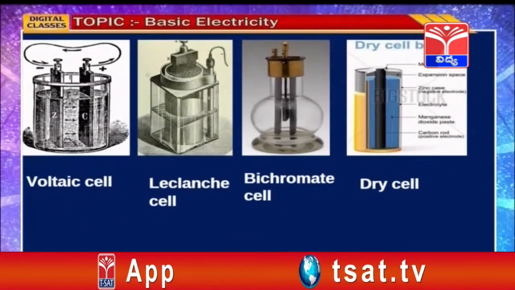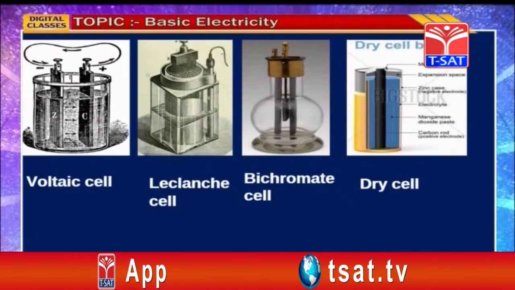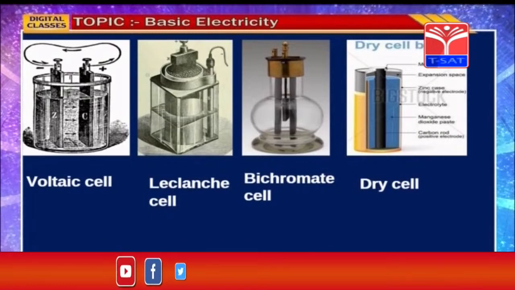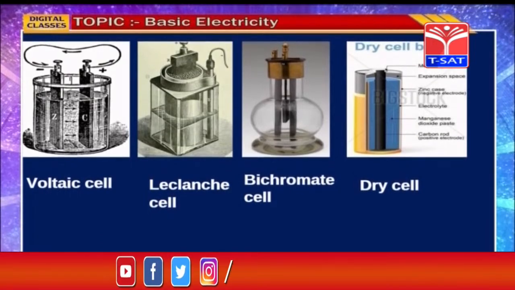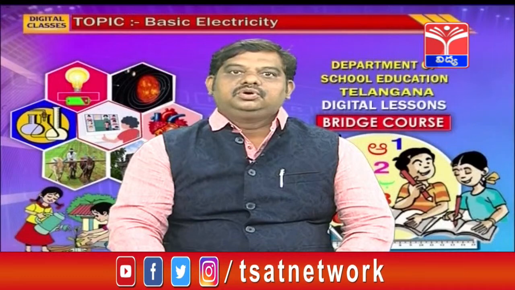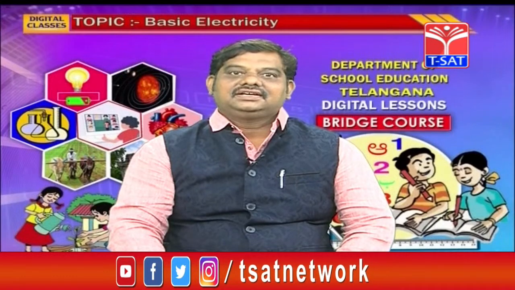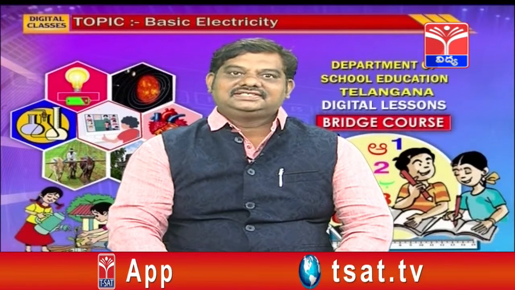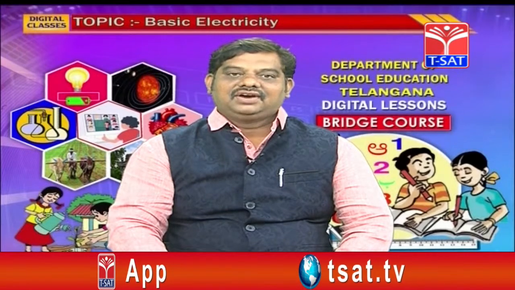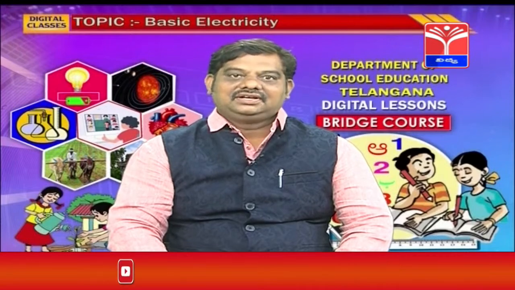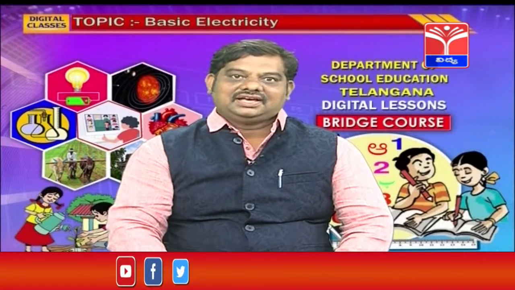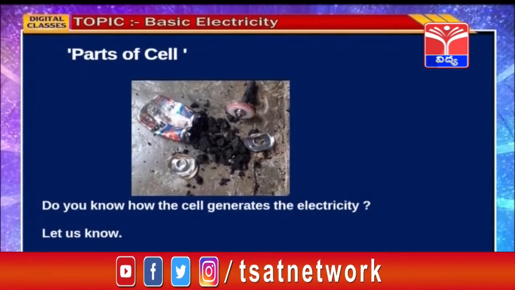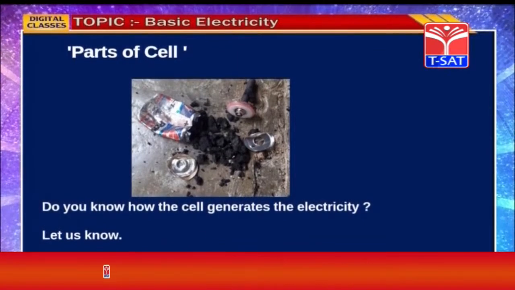There are different types of primary batteries such as the Volta cell, Leclanche cell, bichromate cell and dry cell. Do you know in which devices these cells are used? We use these cells in various devices such as radios, watches, wall clocks and cell phones. Parts of a cell. Do you know how the cell generates electricity?